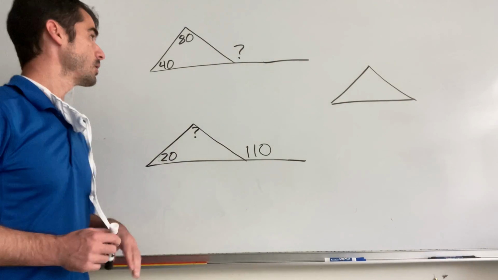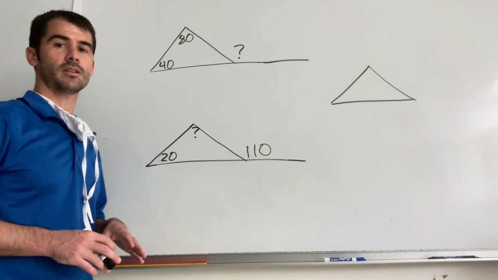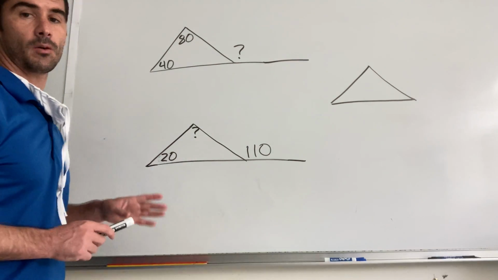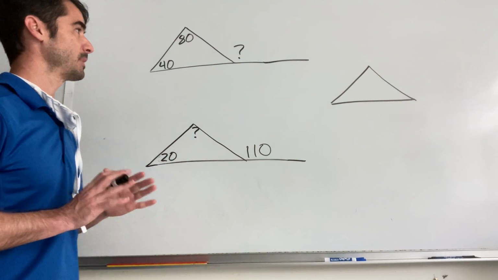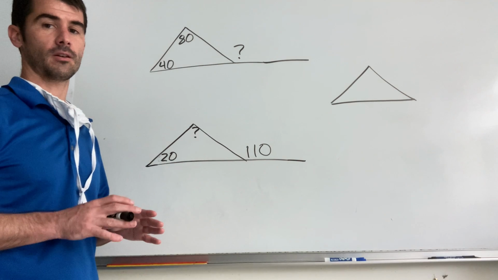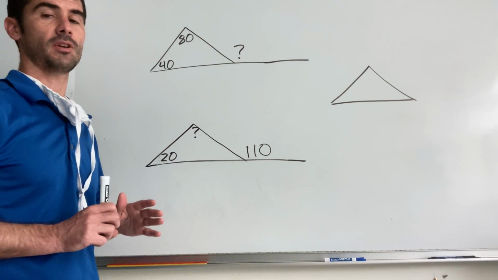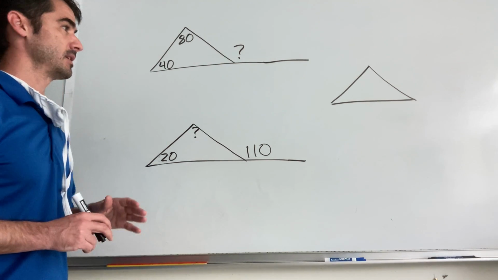All right, guys, so this is called the exterior angle theorem. Now, last time we dealt with triangles. Now, I'm going to go at this a little bit differently. I'm going to go real basic here at the beginning, just show you exactly what you need to do to be able to solve these, okay?